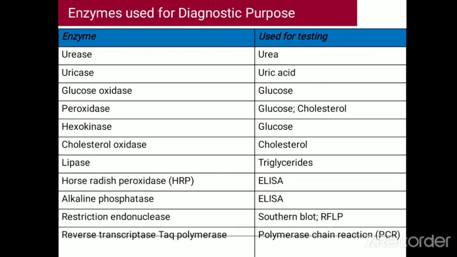And the second tabular column is the diagnostic uses of enzymes. It's also very important. So urease enzyme is used for the estimation of urea, uricase enzyme is used for the estimation of uric acid, glucose oxidase, peroxidase and hexokinase enzymes are used for the estimation of glucose, lipase is used for the estimation of triglyceride, and cholesterol oxidase is used for the estimation of cholesterol.